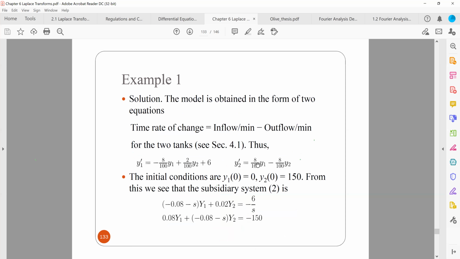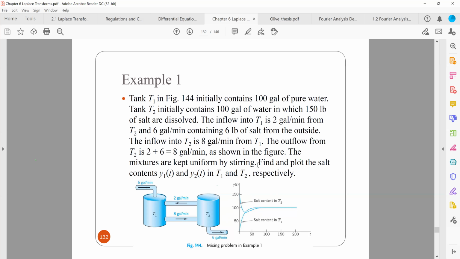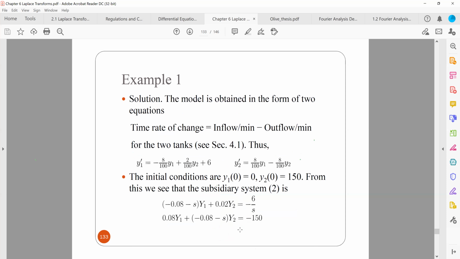Y2, which is tank 2, is only receiving 8 gallons from T1, and then it's losing water to T1 and to the outside. So this denotes minus 8 over 100 Y2. So it's receiving only from Y1. It's not receiving from the outside. Okay. So initially, Y1 has no salt, but Y2 has 150 pounds of salt.